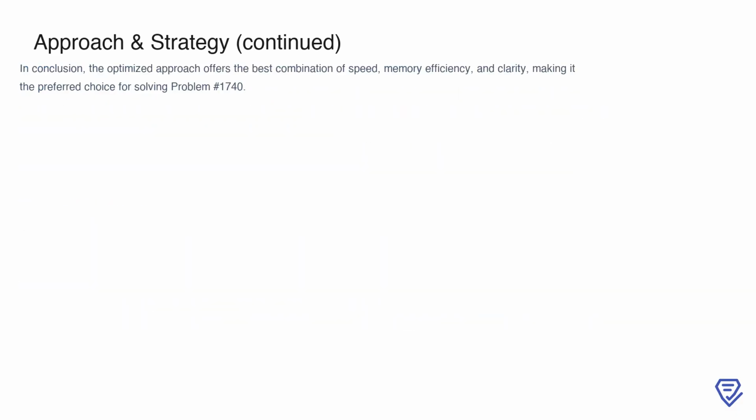In conclusion, the optimized approach of combining LCA identification and depth calculation in a single traversal is the most effective strategy for solving this problem. It provides an excellent combination of speed, memory efficiency, and simplicity in implementation. This makes it highly scalable and well-suited for large binary trees. By eliminating redundant computations and keeping the solution straightforward, we achieve an efficient and elegant method to determine the distance between two nodes in a binary tree.